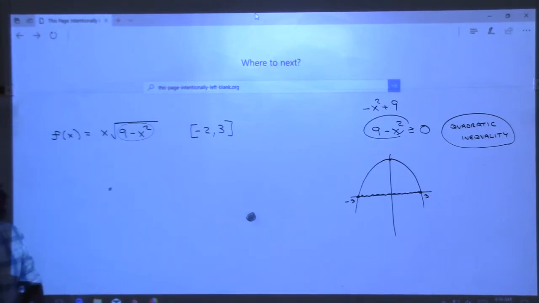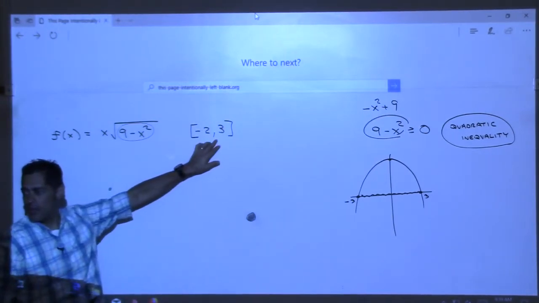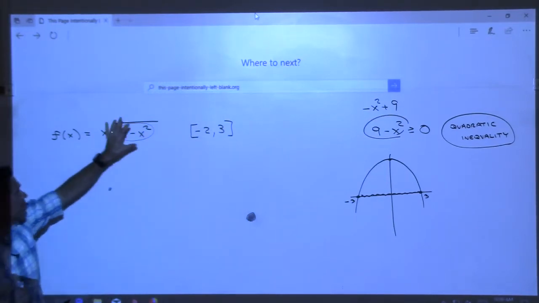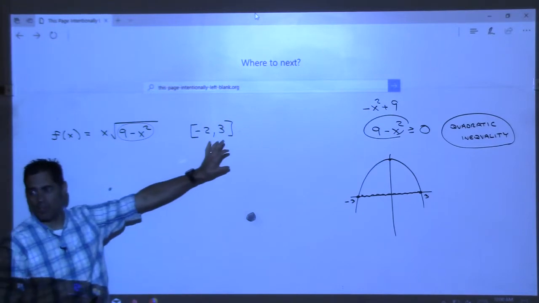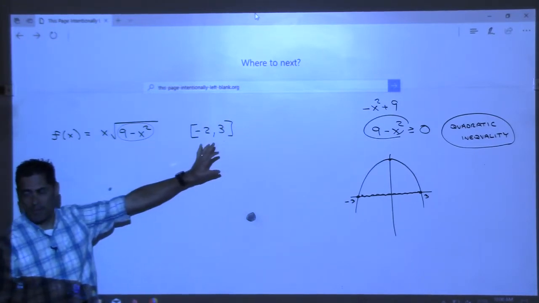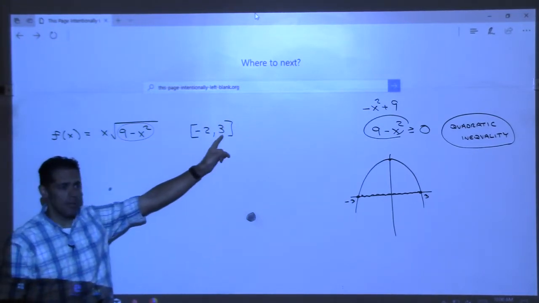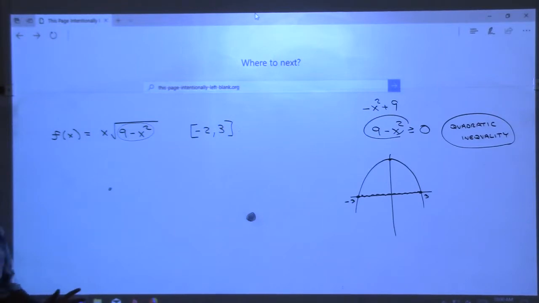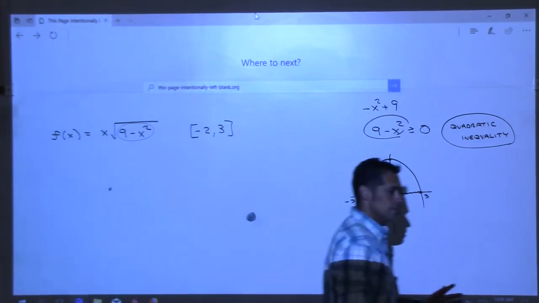Yes? And I'm only asking you to look between negative 2 and 3, which means that we are good. We are continuous on that closed interval. Yeah? If this said negative 2 to 4, no good. All right? Questions? So I can proceed with the closed interval method? All right.